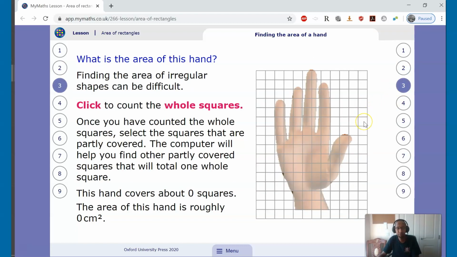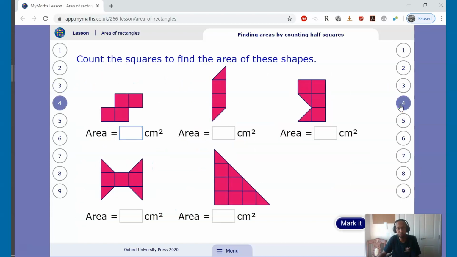Here's another one, a favorite of mine. Looking at this hand, which one's bigger? What is the area of the palm of our hand? Again, we could click on this and find out what the area is. So what I would like you to do is pause the clip and work out the area for each one.